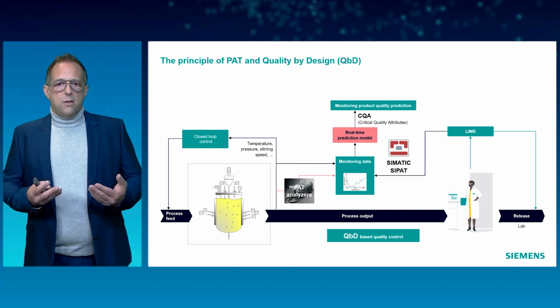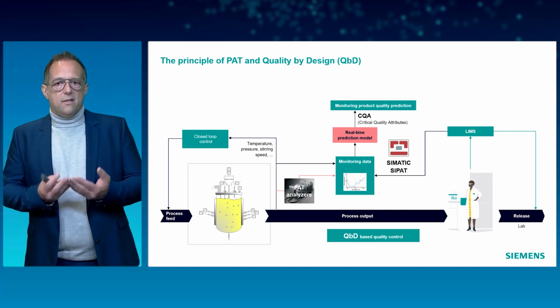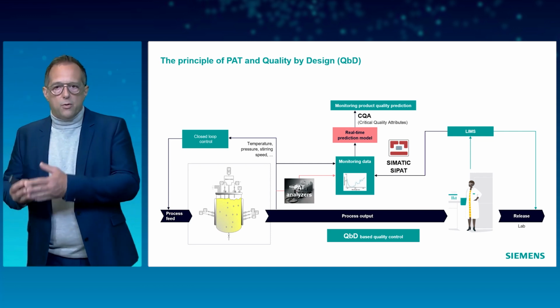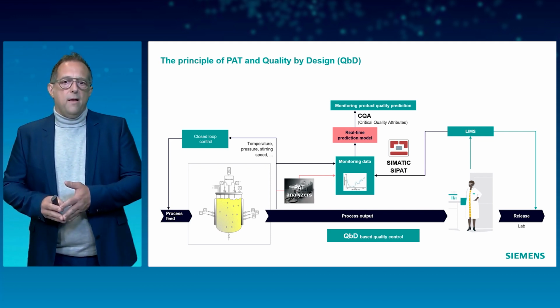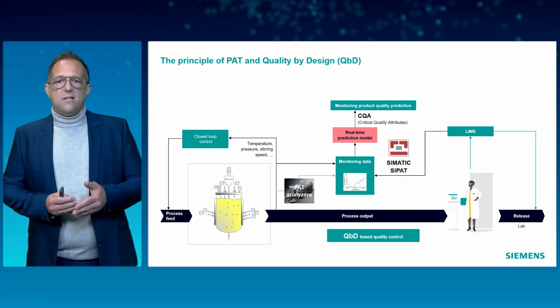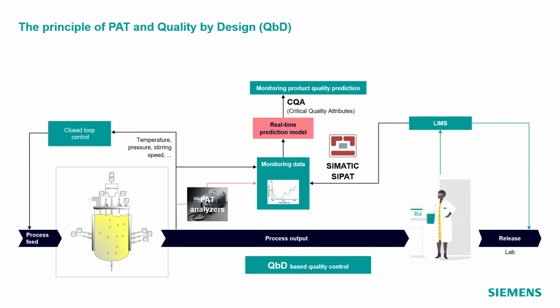What we would like to do now is to introduce additional data sources that give us information about the product itself inside the vessel. And that can be done by introducing PAT sensors in such a unit. Now, those PAT analyzers are typically spectral data sources like Raman, near-infrared, etc.